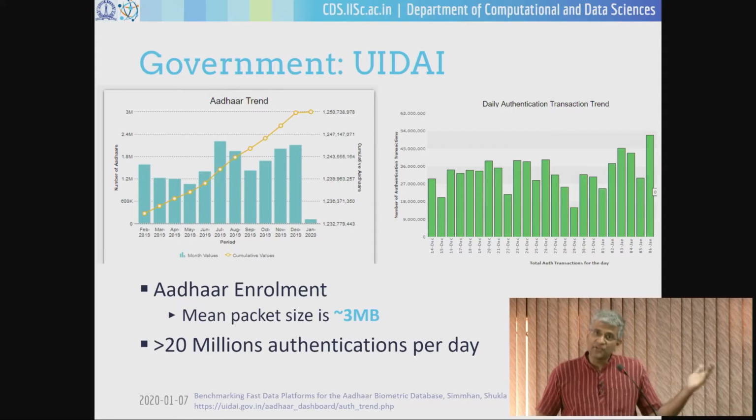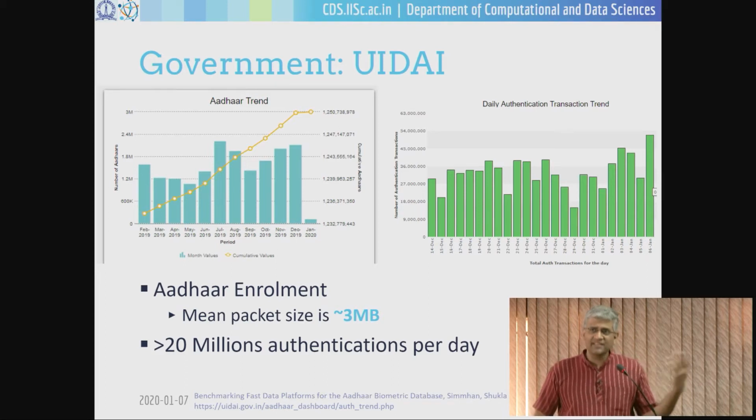And they are still continuing to enroll. What you see in the bar plot is actually the number of enrollments on a monthly basis. And that number of enrollments on a monthly basis is more than 1 million, right? So which means this 1.25 billion is continuing to grow just because we produce so many babies every month, right? And they grow older and they get an Aadhaar number and so on. That's a continuous pipeline you're going to have, right?